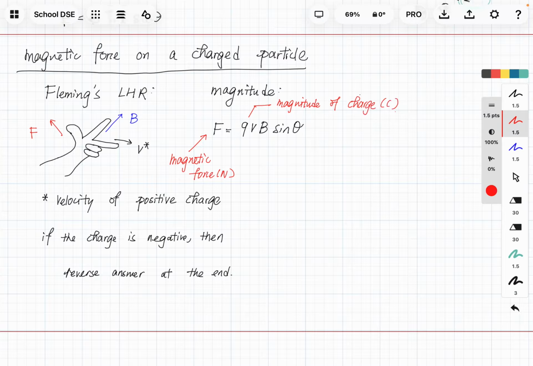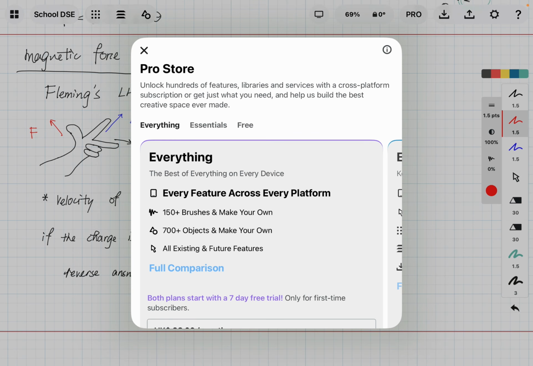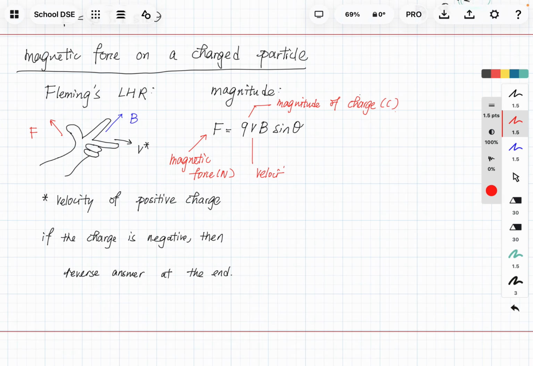Okay, now the next thing that can be asked will be about the magnetic force on charged particles, and then we look at the motion of the charged particle as a circular motion. So what is here is the so-called circular motion of charged particles in a magnetic field.